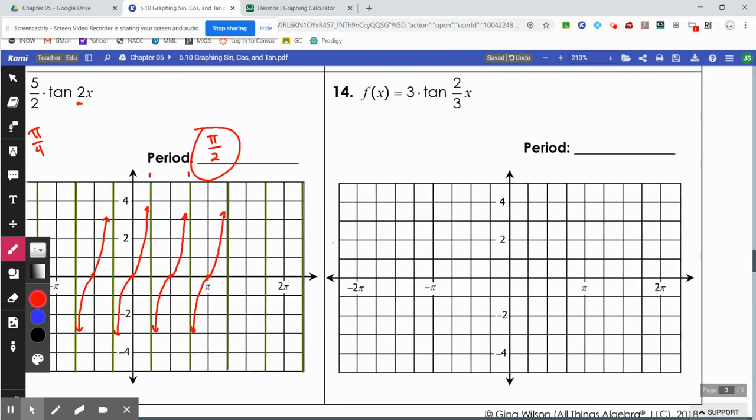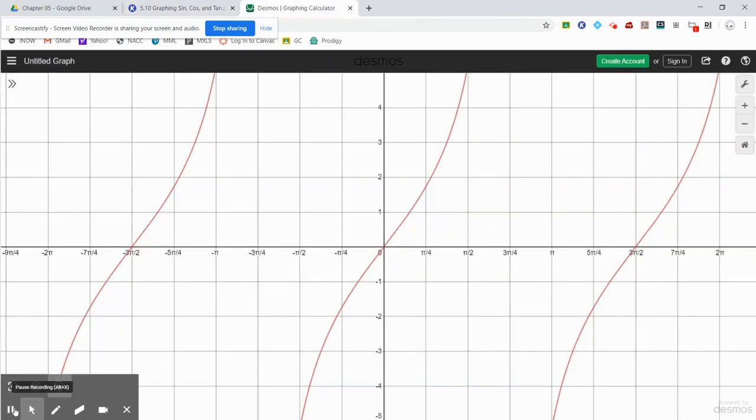And then number 14, the period here should be, again, pi divided by whatever your b value is here, which is 2/3. Flip and multiply, you're going to get 3 pi over 2. You can find your asymptote lines if you would like. We're just, again, going to use Desmos to graph this. And here is what it looks like on Desmos.